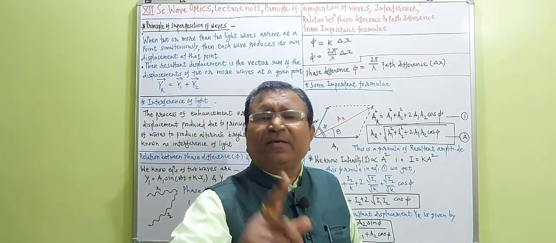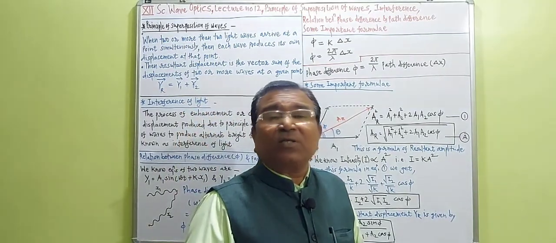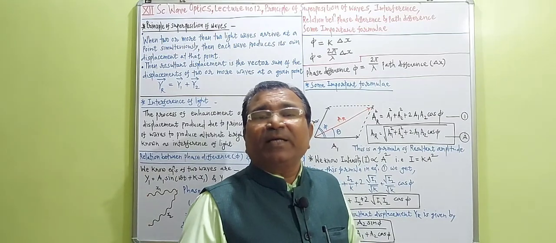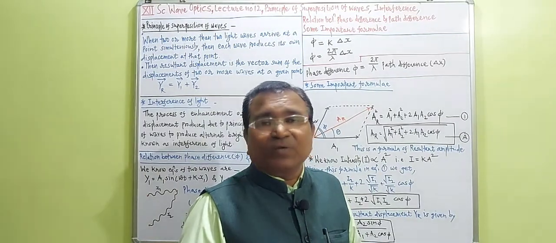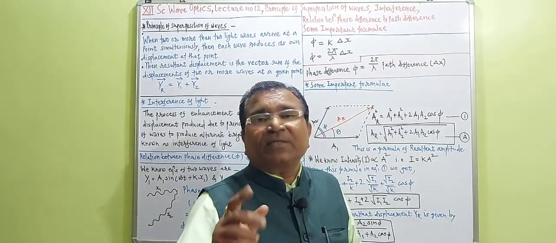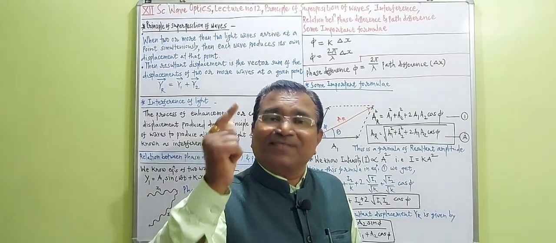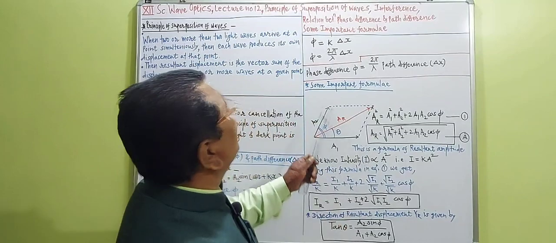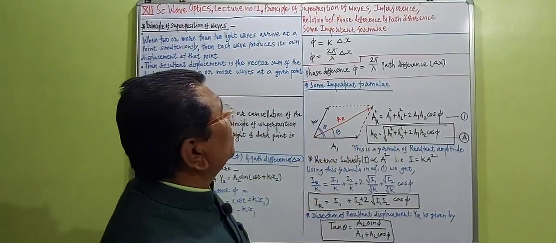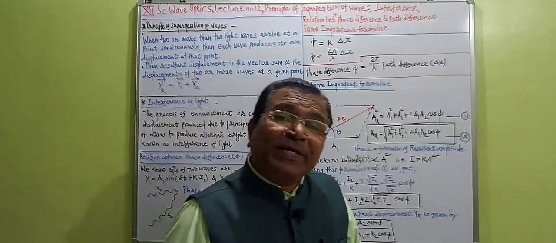That's all. A very interesting and very important formula from the competitive examination point of view. Phase difference phi is equal to 2 pi upon lambda into path difference. That's all. Then we have to learn what the resultant amplitude is.